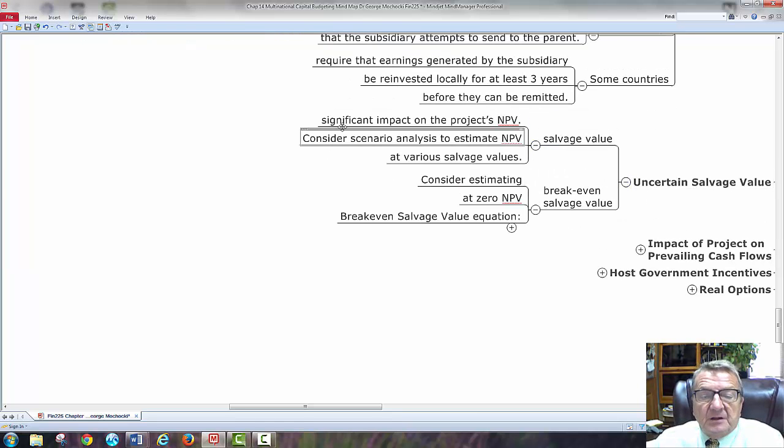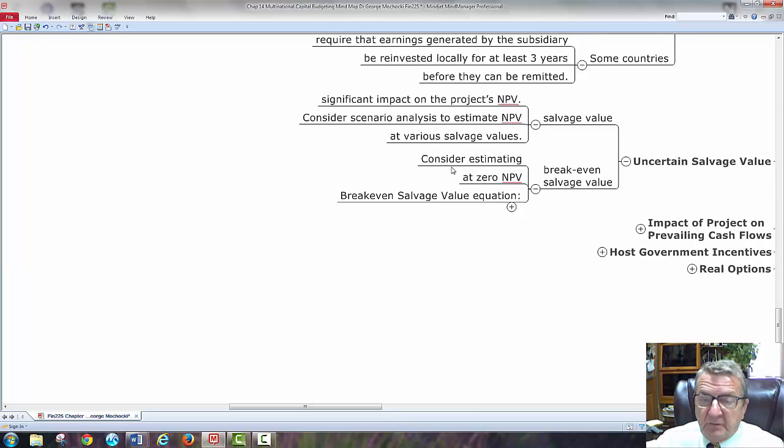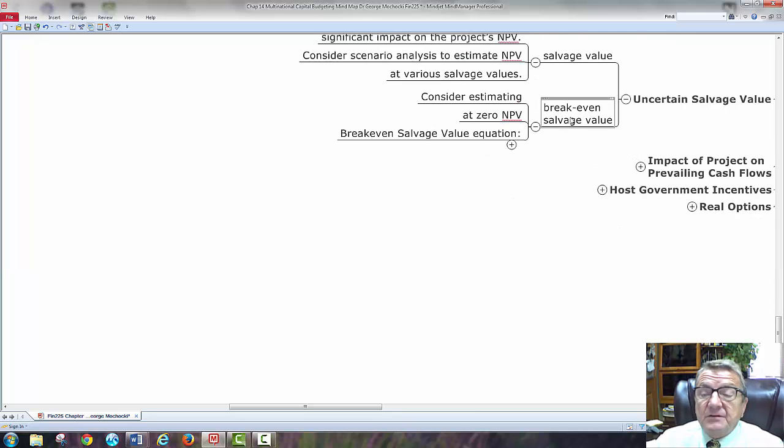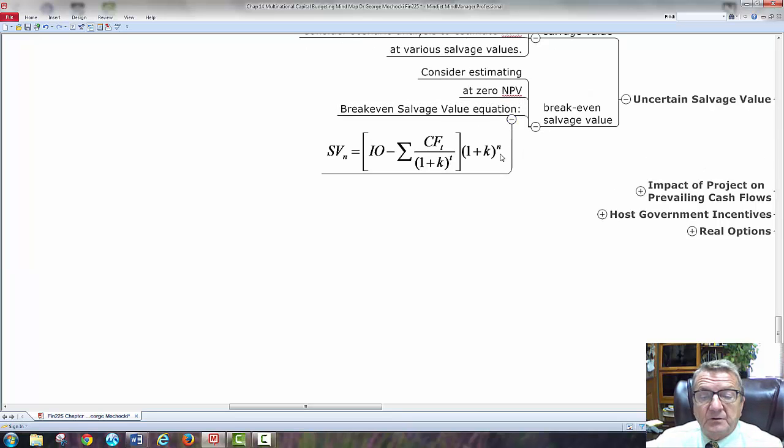Salvage value has a significant input on the project's net present value. Consider scenario analysis to estimate the net present value under various salvage values, and we went through that a little bit. Break-even salvage value means estimating it at a net present value of 0. Just another way to look at the salvage. At the break-even, here's 0. We're done. You have the break-even salvage value equation in here.